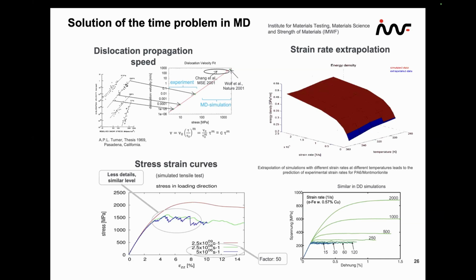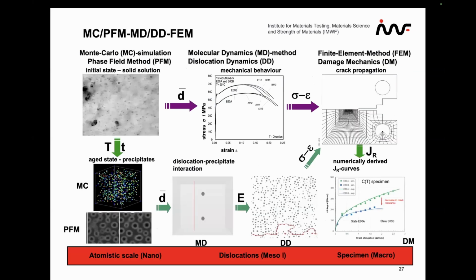Changing the strain rate helps us to understand, for simulated strain rates which are possible with molecular dynamics, even the stress strain behavior under real laboratory conditions. Similar results have been found with DD simulations. So this is what we do nowadays in order to overcome this time constraint in molecular dynamics simulations.